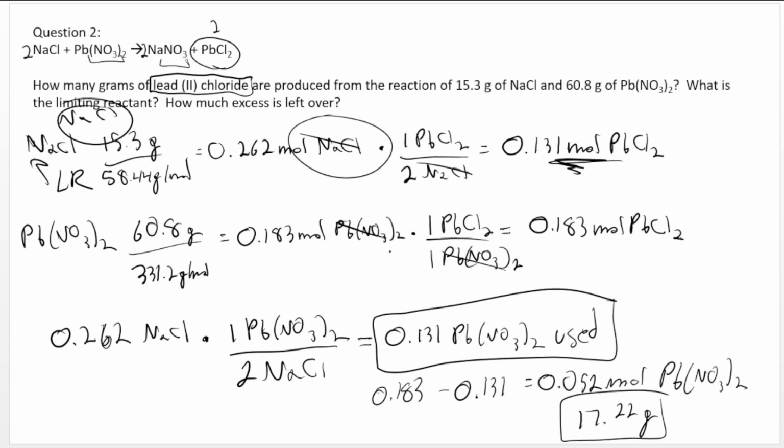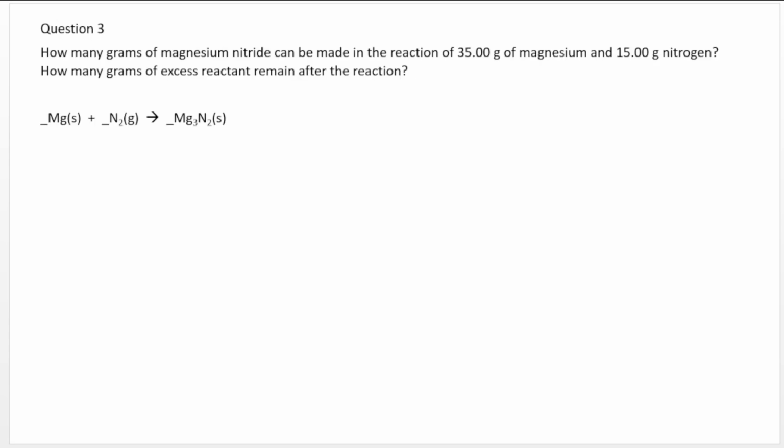Okay, let's do another one. We're going to do two more. How many grams of magnesium nitride product can be made from the reaction of 35 grams of magnesium and 15 grams of nitrogen? How many grams of excess reactant remain? Okay, same type of question.